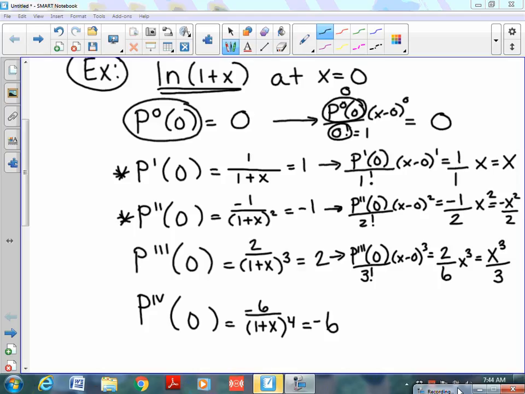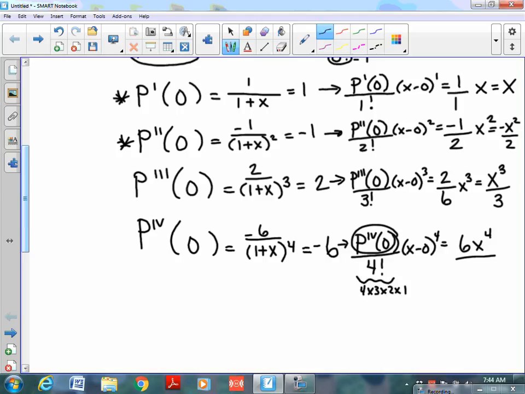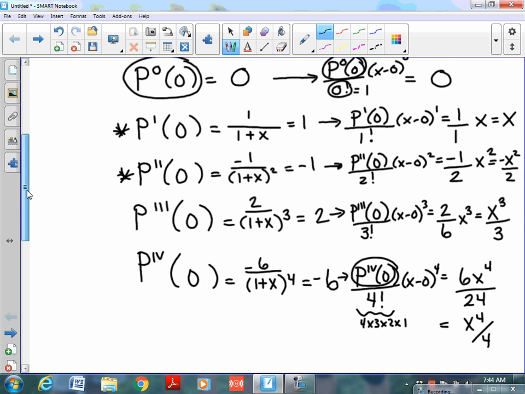Okay, the fourth one, this will be the last one. P4 of 0 over 4 factorial, x minus 0 to the fourth, which is equal to, well, this right here is equal to 6. This right here is x to the fourth. And 4 factorial is 4 times 3 times 2 times 1, which is 24, which is going to give you x to the 4th over 4. So this is the answer that the book will have.